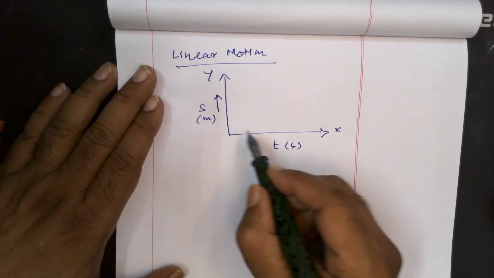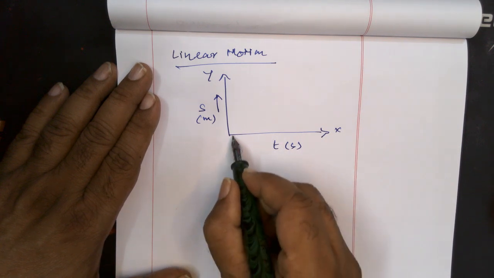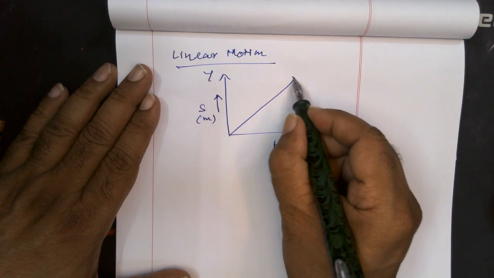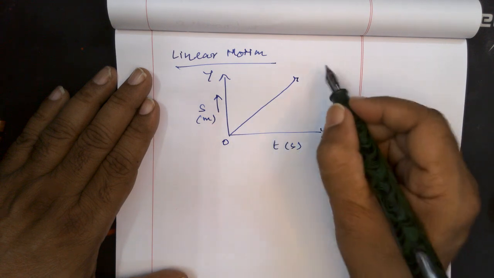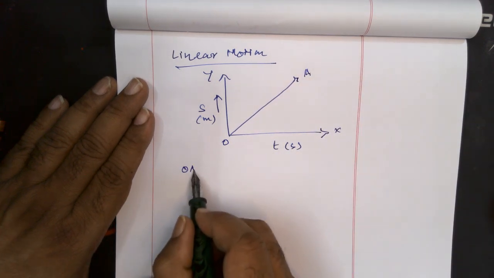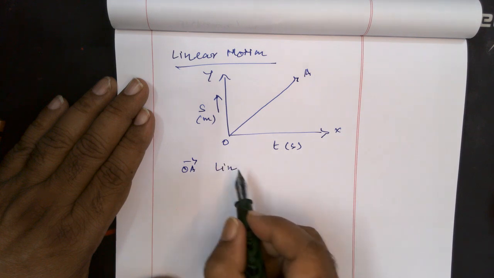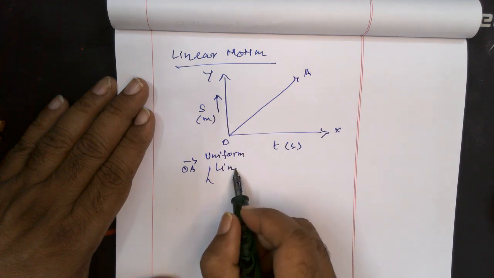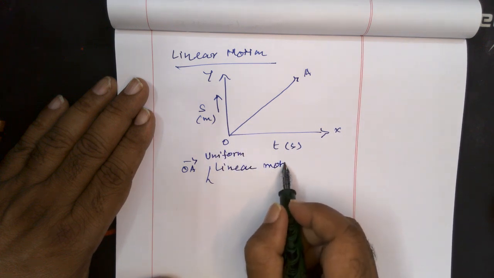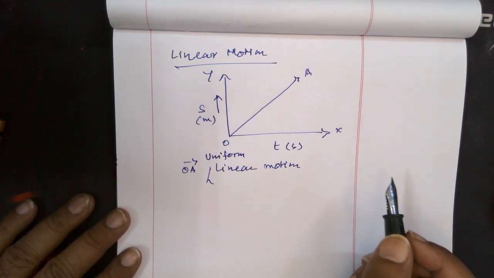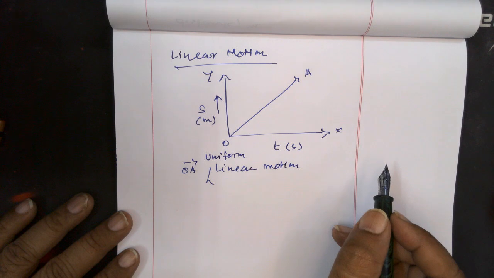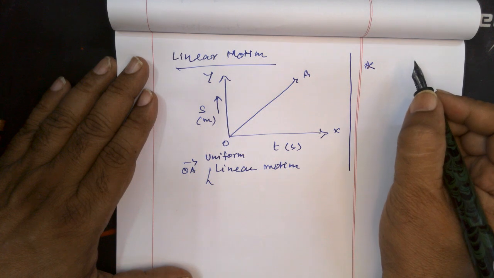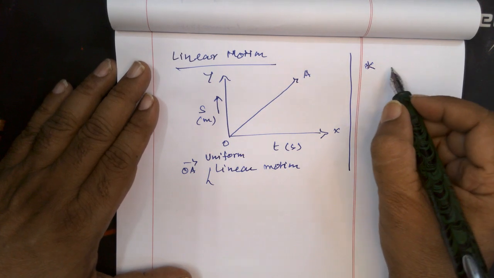Now if this linear motion is uniform, for every 5 seconds there is displacement, means this will be uniform linear motion. Are you able to follow? Let me consider O and this is A. So OA represents uniform linear motion. So what do you mean by actually linear motion? Linear motion is always straight line. The motion taking place along straight line.